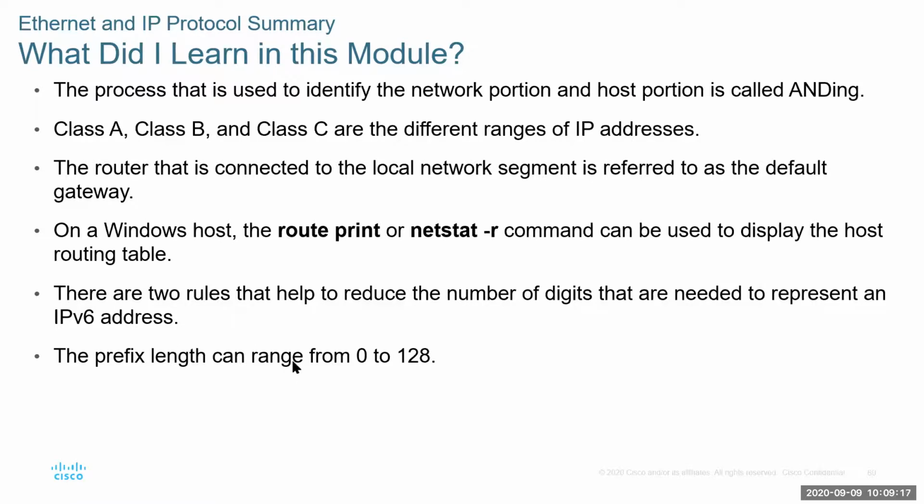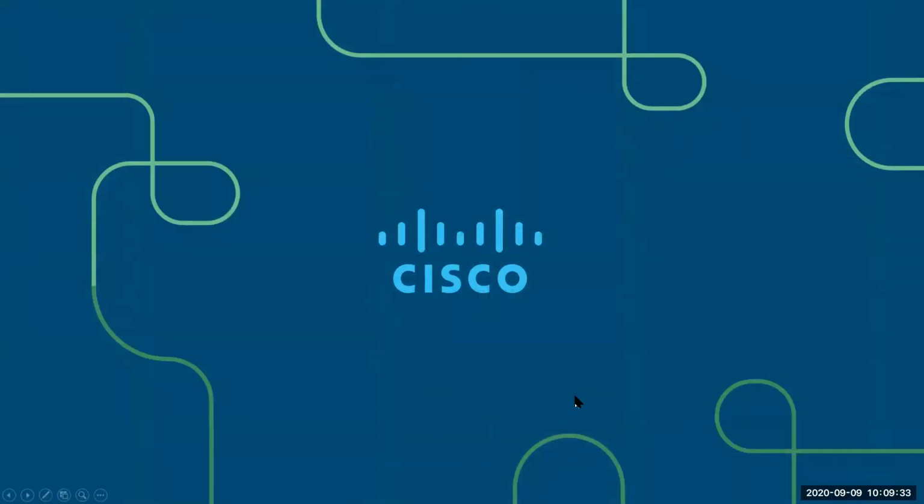There are 2 rules to help reduce the number of digits: you can omit leading zeros or use a double colon in order to reduce the number of digits needed to represent an IPv6 address. And a prefix length can be anywhere from 0 to 128. And that covers this recording.